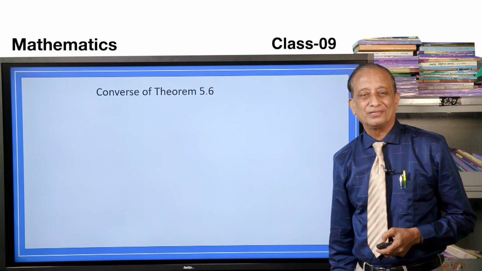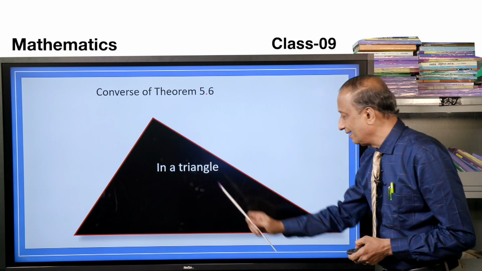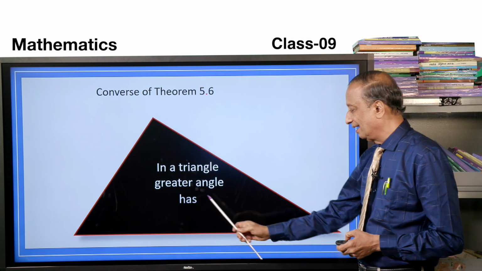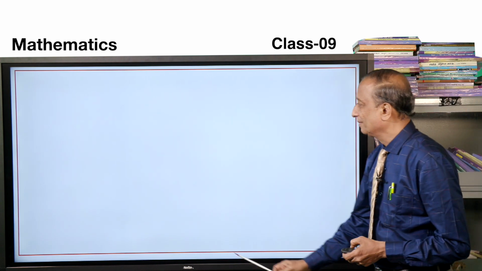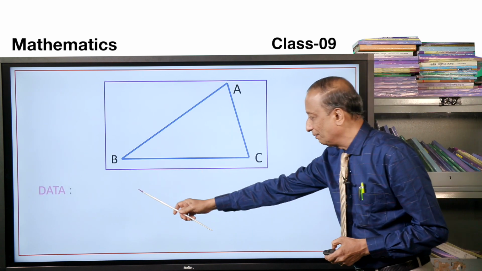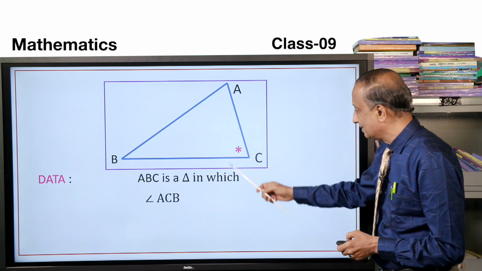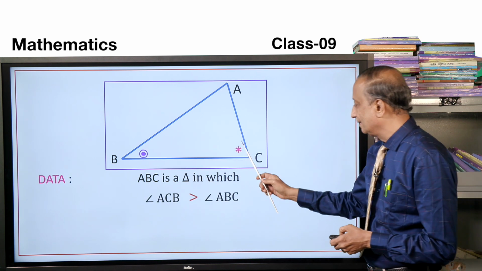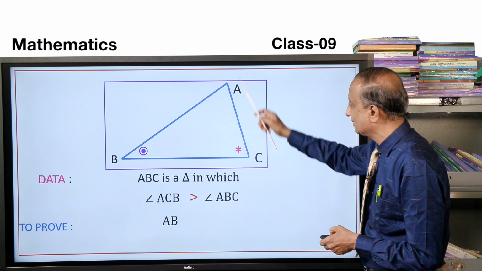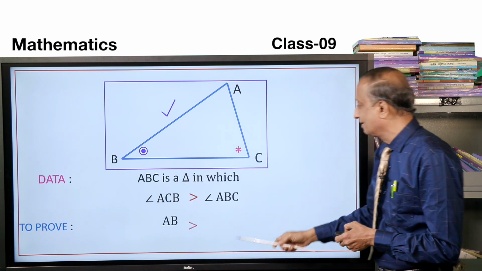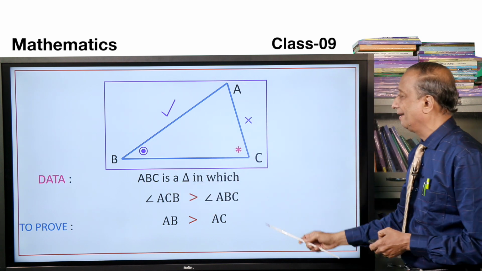Now what about the converse to this, children? This is 5.6, so the converse can be stated like this: in a triangle, the greater angle has a greater side opposite to it. Now the figure and data to prove are visible in this slide. ABC is a triangle in which angle C, compared with angle B, is bigger. So we have to show that the side opposite to angle C, which is AB, is greater than the side opposite to angle B, which is AC. So AB is greater than AC.